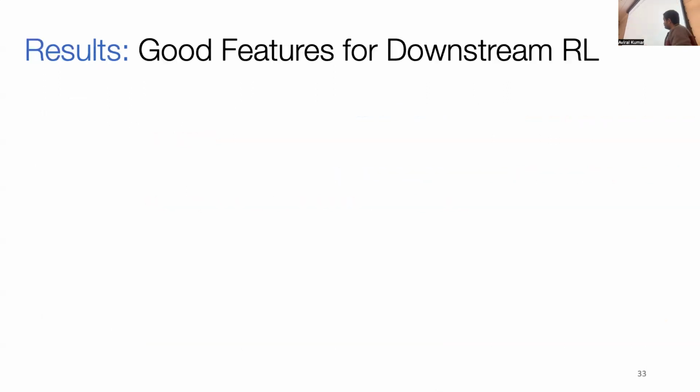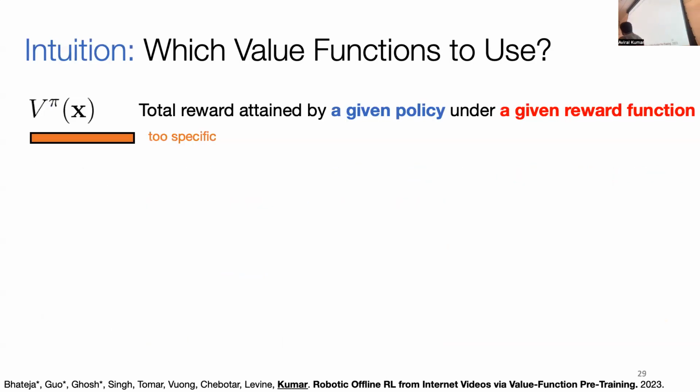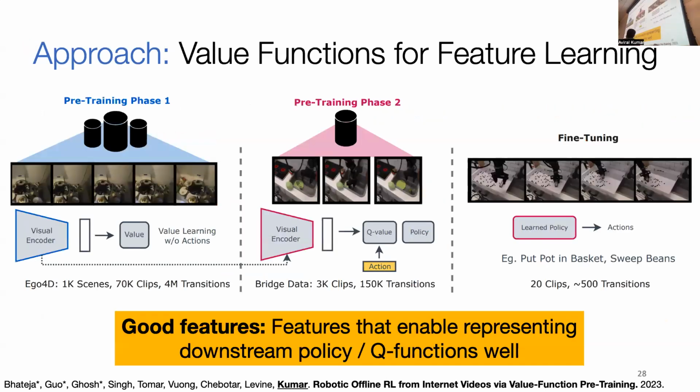Okay, so what we did was we simply used this value function and put it into this pipeline. Your value function is now a value function for all goal-reaching tasks for certain optimal policies. You get your visual encoder and throw it into an offline RL pre-training scheme. You initialize your offline RL method with this visual encoder, train a Q function and a policy, in this case with conservative Q-learning. Now you're ready to take that initialization and fine-tune on your target task, on which you will measure performance.